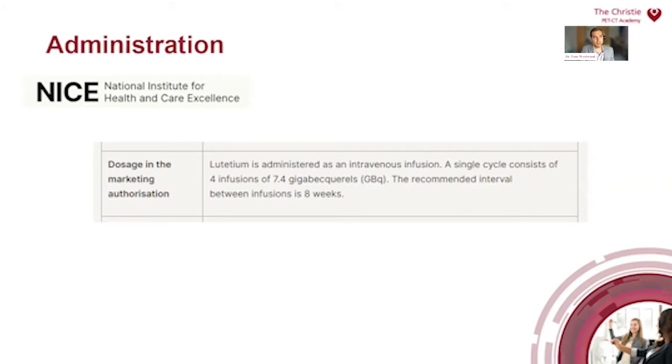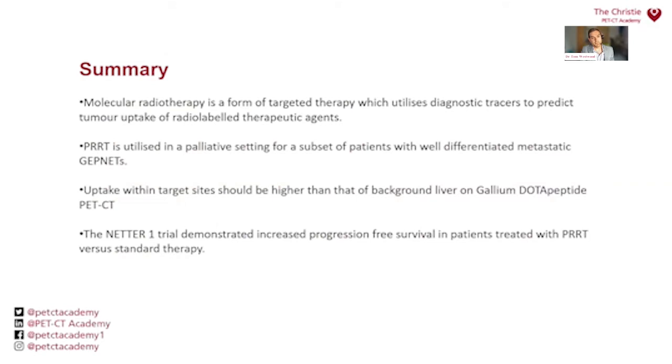Part of the reason for that is likely to be the cost, because this is not a cheap treatment. Four administrations, according to NICE, costs just over £70,000. So in summary, PRRT offers substantially improved progression-free survival for those patients with well-differentiated somatostatin receptor-positive GEP-NETs, but it's a complex therapy, and some of those complexities are going to be discussed in the following talks by my colleagues. Thank you very much.